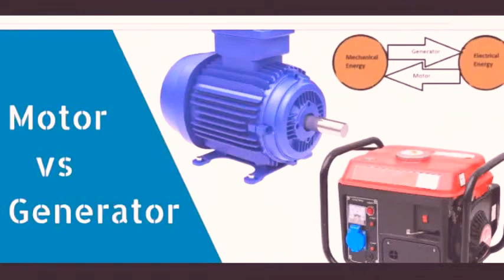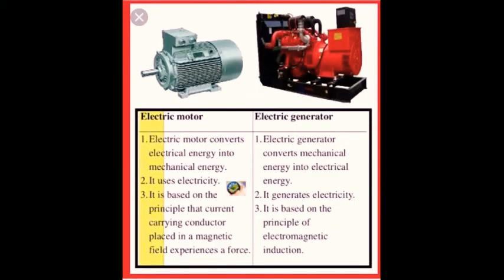Means first we rotate the rotor of the generator by external sources, and due to this a magnetic field is induced in the field winding of the generator, and then flux is cut by these conductors, and it converts mechanical energy into electrical energy. And this is the basic and most important difference between any motor and any type of generator. And now we start the difference between motor and generator.